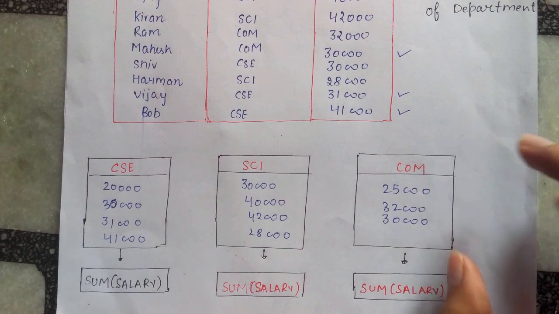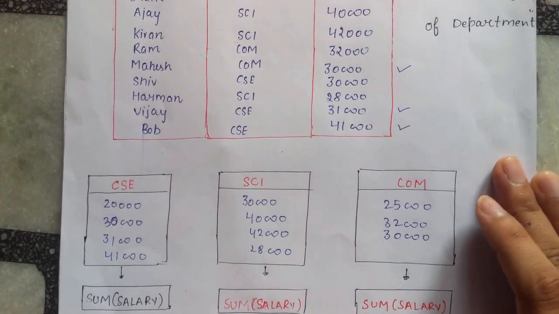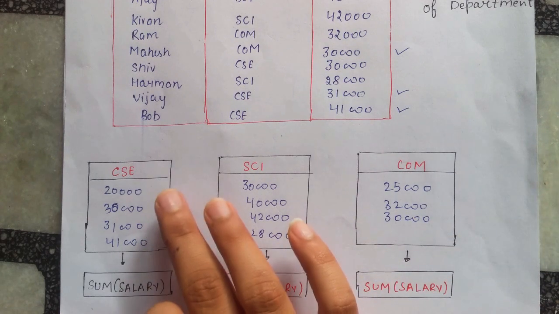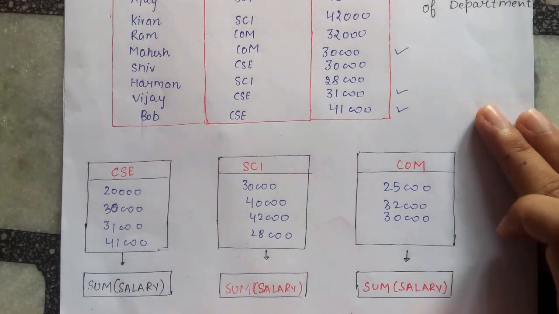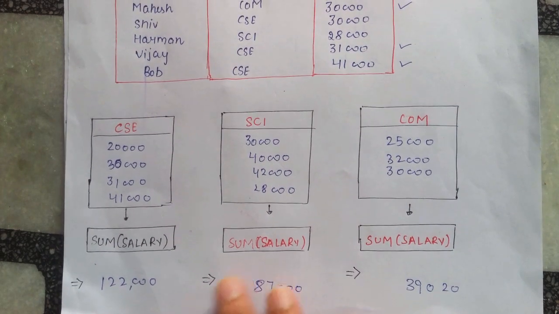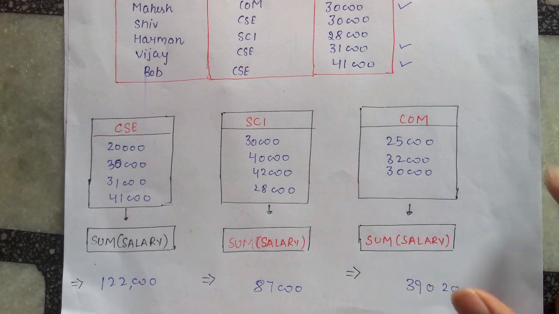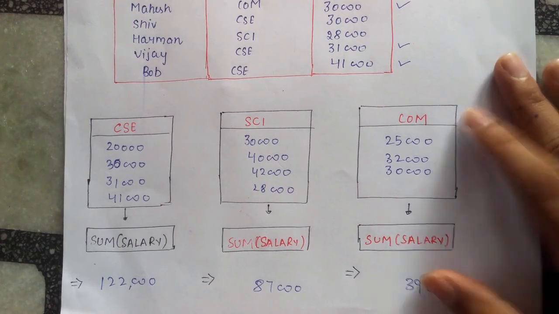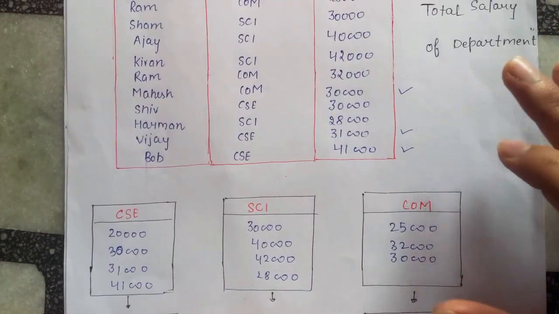Now, after that, what will we do? We have to find the total salary, right? So we will find the sum of all these salaries. After finding the sum, we get the result: the total salary of the CSE department is this, the total salary of the science department is 87,000, and the total salary of the commerce department is 39,020 rupees. This way we find the total salaries of each department.